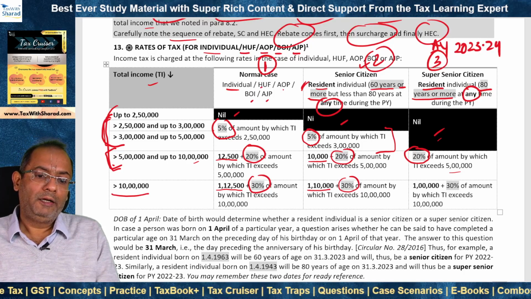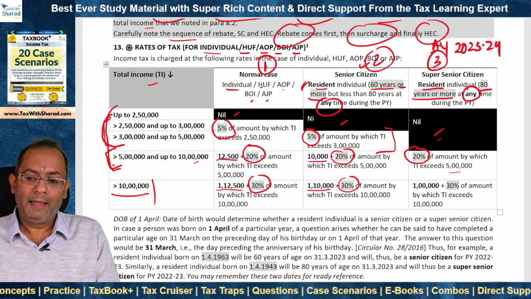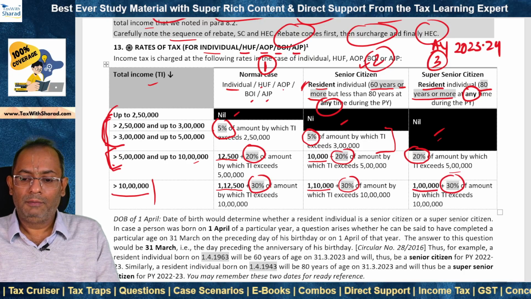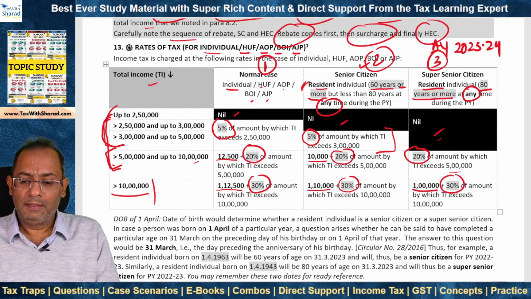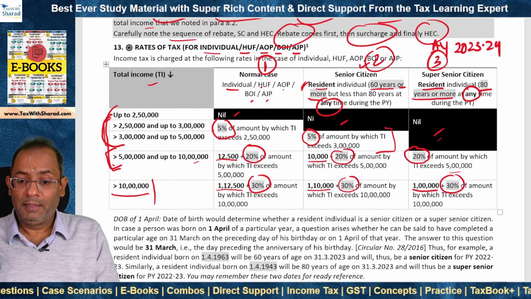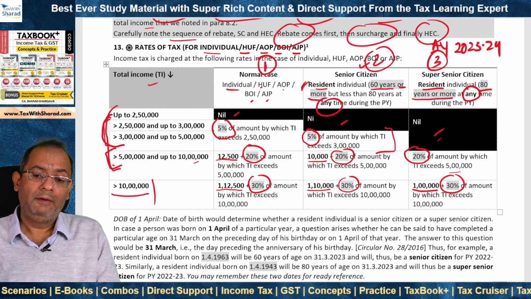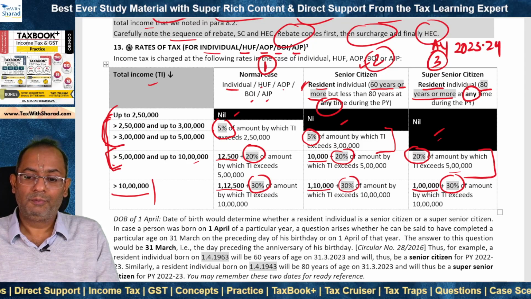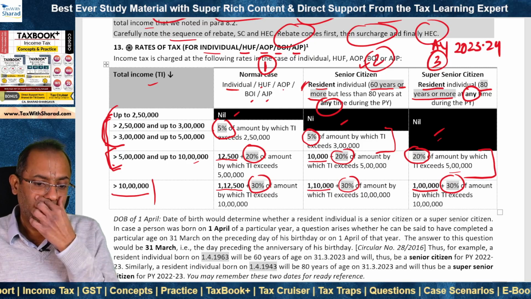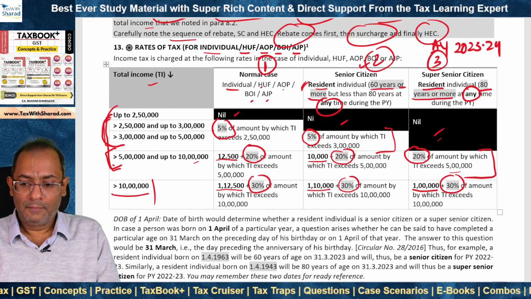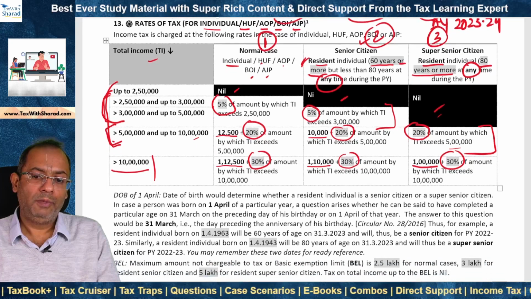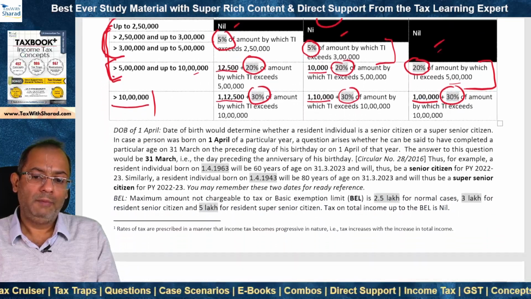Okay. Where total income is more than 10 lakh rupees, then what do we do? 1 lakh plus 30% of the amount by which total income exceeds 10 lakh. So total income minus 10 lakh, 30% of that, and we add 1 lakh. What is 1 lakh? 1 lakh basically is the amount of tax corresponding to this range of income. So these are the rates of tax for an individual, HUF, AOP, BOI or AJP.